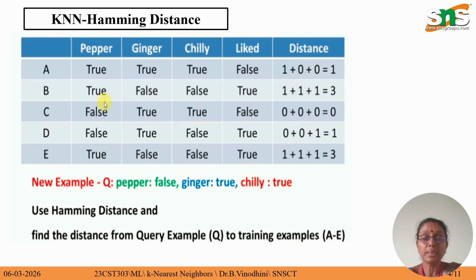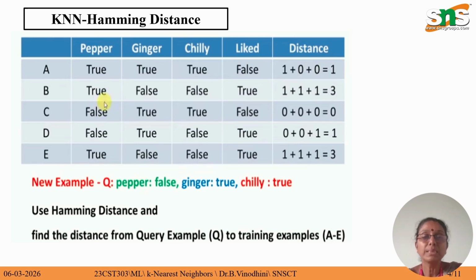For days A, B, C, D, E, the five days, they use different combinations of pepper, ginger and chili. Based upon those combinations, they can predict whether customers like the particular pizza or not. For day A, the combination is pepper, ginger and chili, all three added in the preparation of the pizza. In day B, pepper is added, ginger is not added and chili is not added.